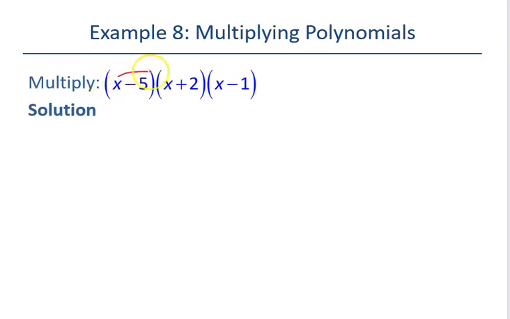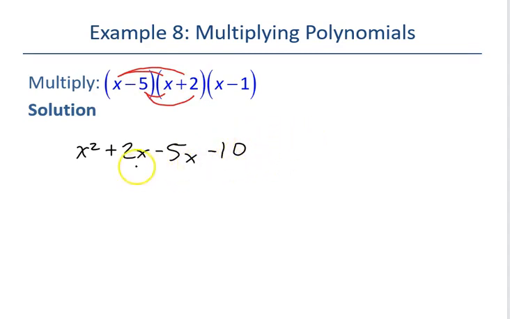So notice I'm going to come in here, and I'm going to FOIL this guy first. Okay, so when we do that, notice I'm not doing anything with this last term yet. I'm going to have x times x, which is going to give me x squared, then plus 2x. And then right here I have a negative 5 times x, which is going to give me negative 5x. Then I got negative 5 times positive 2, which is going to give me a negative 10.